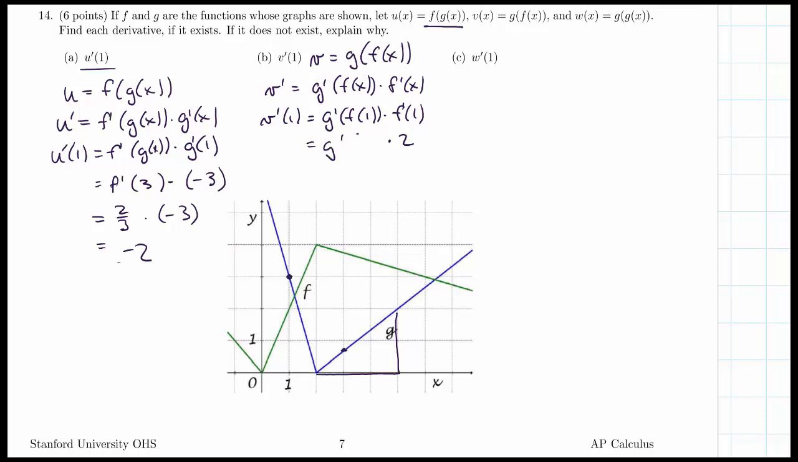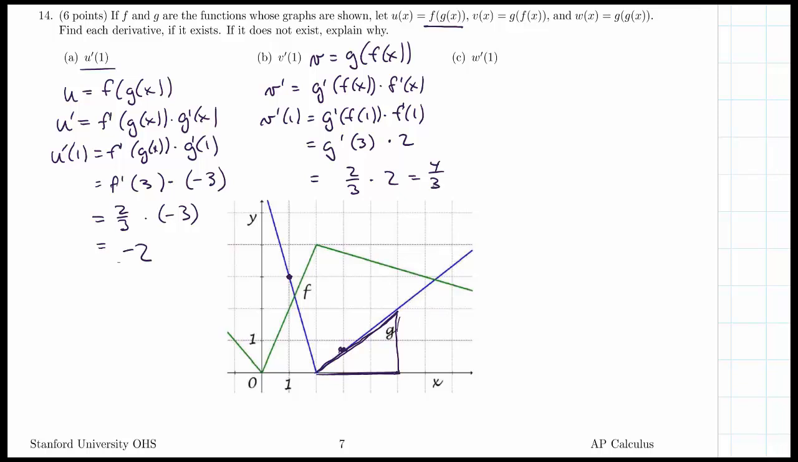So this is g prime of 3. So what is g prime of 3? 1, 2, 3. This looks like it's along this line where the slope is, again, 2/3. So I'm going to say that that's equal to 4/3.